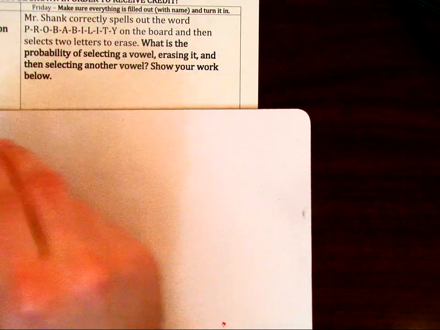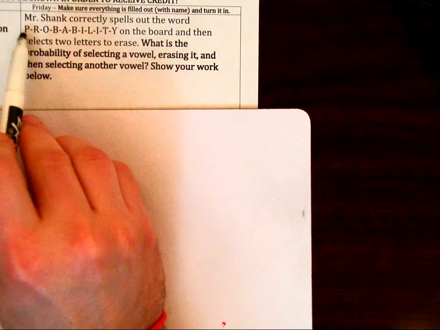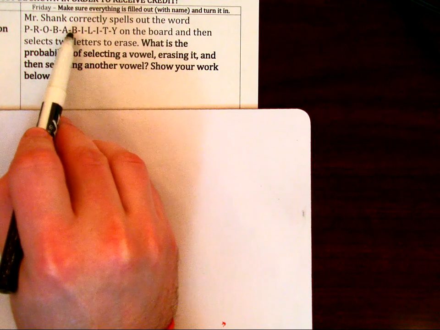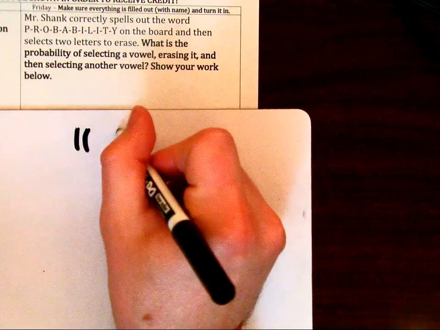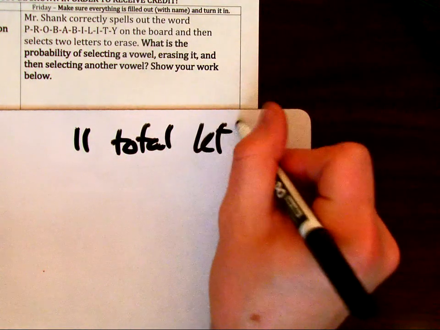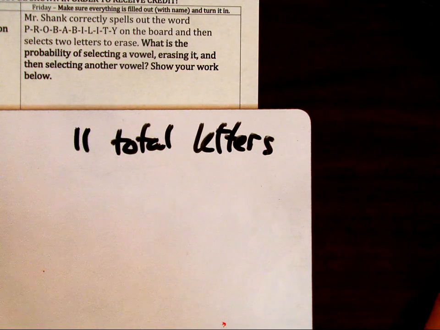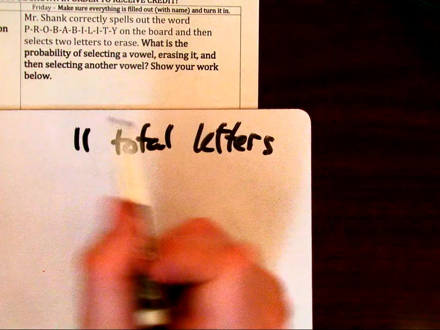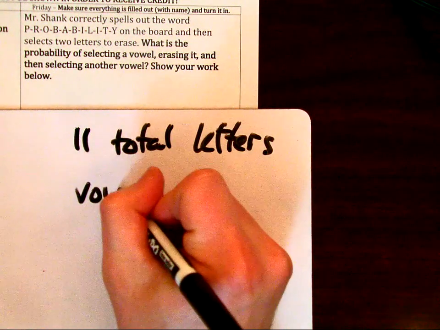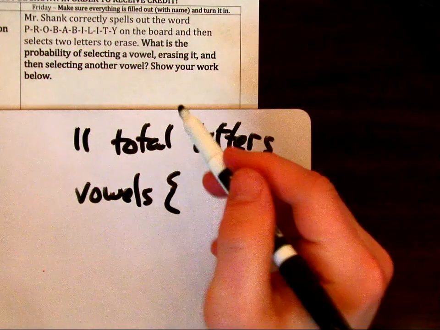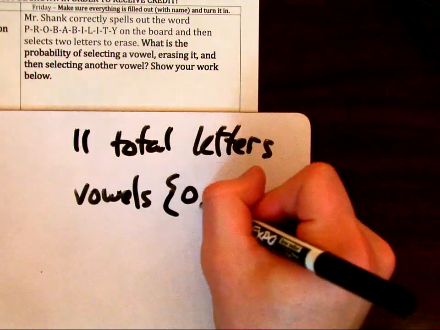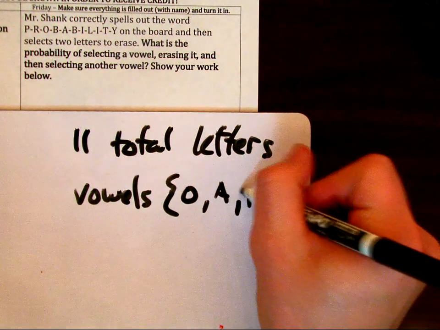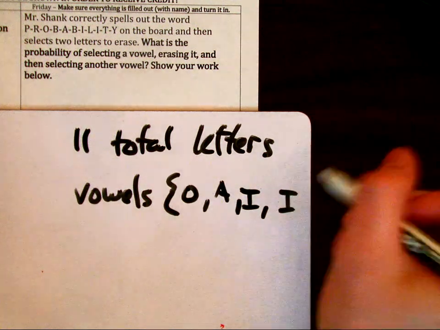So you want to make sure you have that simple space for yourself. So we're going to say that we have 1, 2, 3, 4, 5, 6, 7, 8, 9, 10, 11 letters. So we have 11 total letters. Out of those 11 total, how many of those are vowels? Let's list our vowels here: we have O, A, I, and then another I.